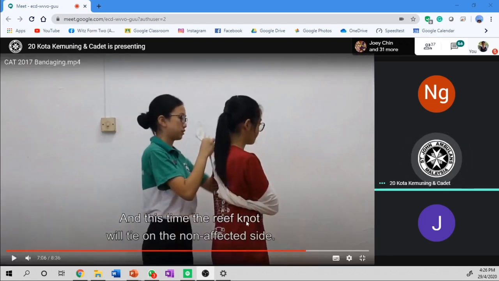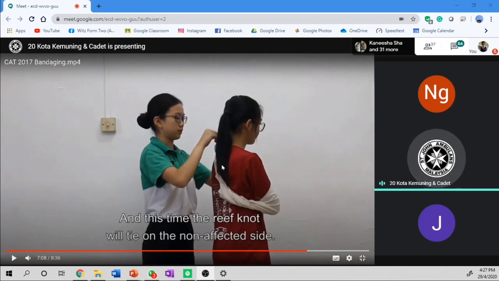The reef knot will be tied on the non-affected side. Basically it's here lah. If she's injured here, you tie here. If she's injured here, then you tie here. And also this thing should be below your elbow bone. You know there's a shoulder bone here. So yeah, have this below your shoulder bone.